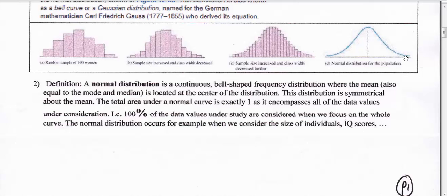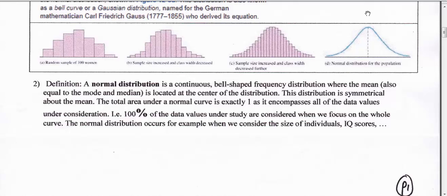And really, more importantly, the percentage of data items that are considered when you go from the left tail to the right tail. And if I were to shade everything in underneath this curve, this would represent 100% of the data value. Okay, so that's an important thing to remember.